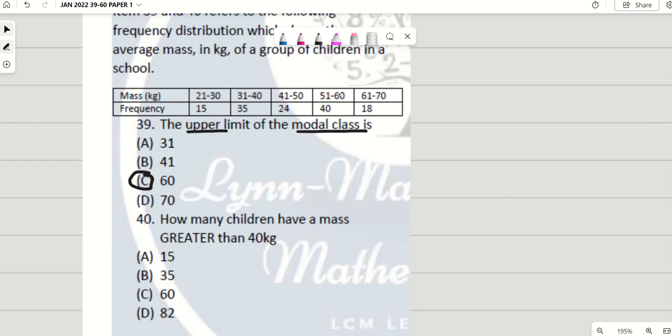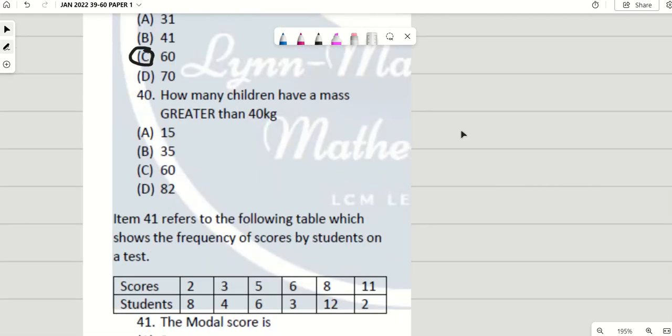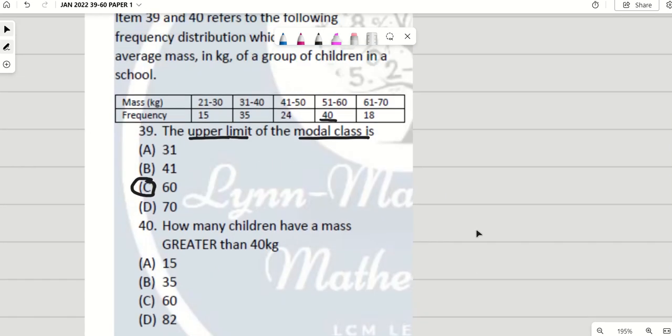This comes in two parts. Modal class, which is the one that is most popular, which would be 40, right? And then the upper limit for that is 60. Right, the next one, how many children have a mass greater than 40 kilograms? So greater than 40 would be this one, and this one. This is the number of children.